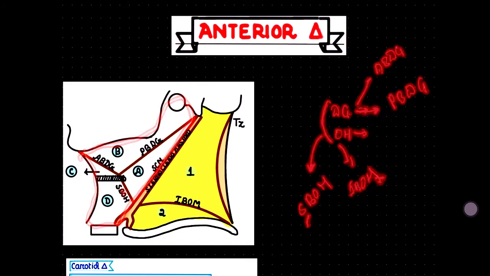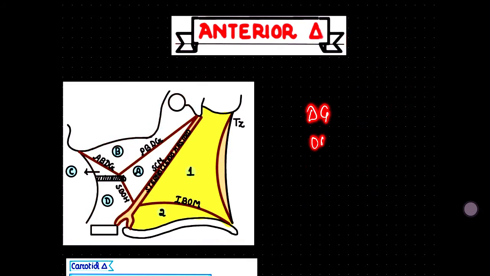Another common thing between the digastric and omohyoid muscles is the common point of their insertion, our hyoid bone. This is the hyoid bone. The digastric muscle, as you can see, this is the anterior belly of digastric muscle, and this is the posterior belly of digastric muscle. We have the superior belly of omohyoid, and similarly the inferior belly of omohyoid.